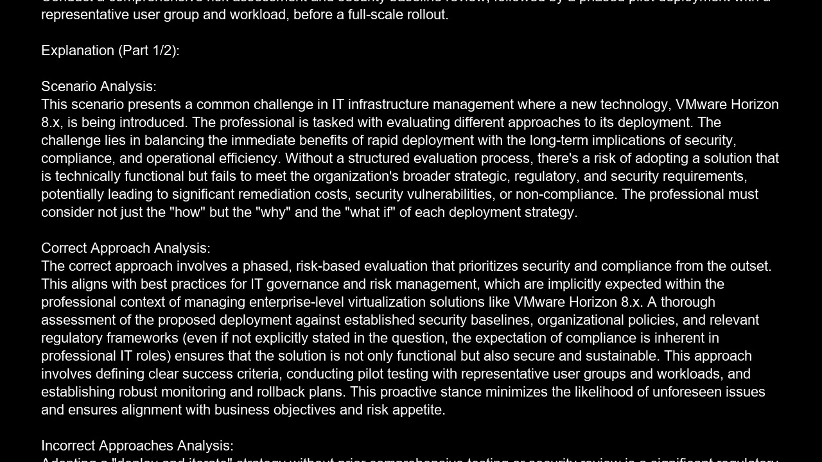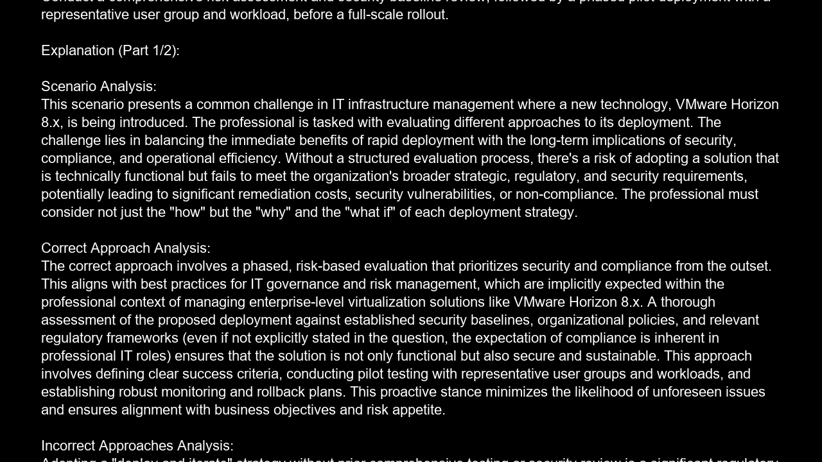The professional must consider not just the how, but the why, and the what-if of each deployment strategy. Correct approach analysis. The correct approach involves a phased, risk-based evaluation that prioritizes security and compliance from the outset. This aligns with best practices for IT governance and risk management, which are implicitly expected within the professional context of managing enterprise-level virtualization solutions like VMware Horizon 8 X.